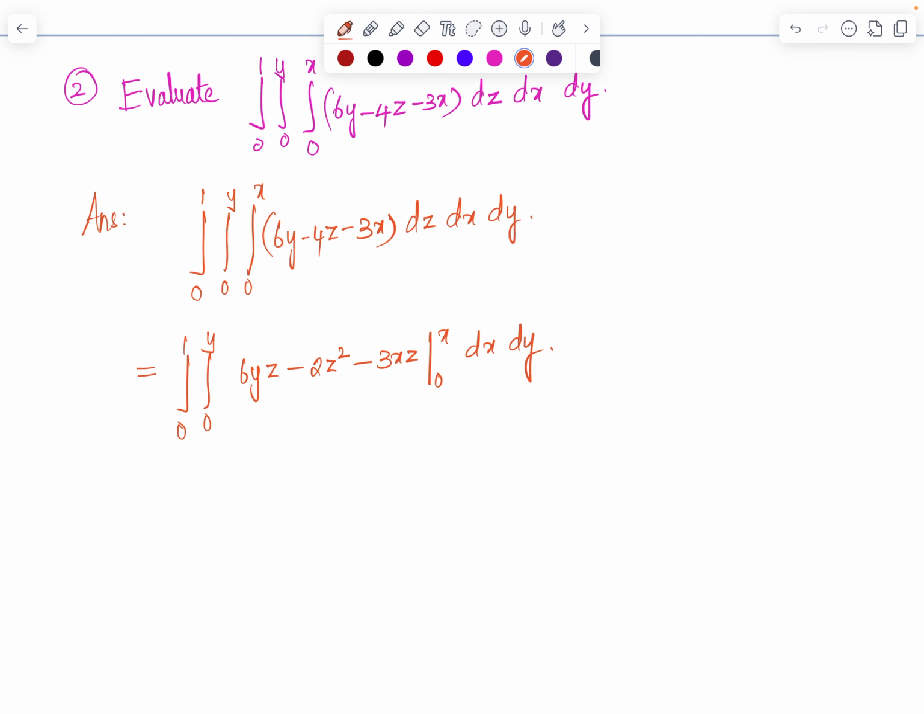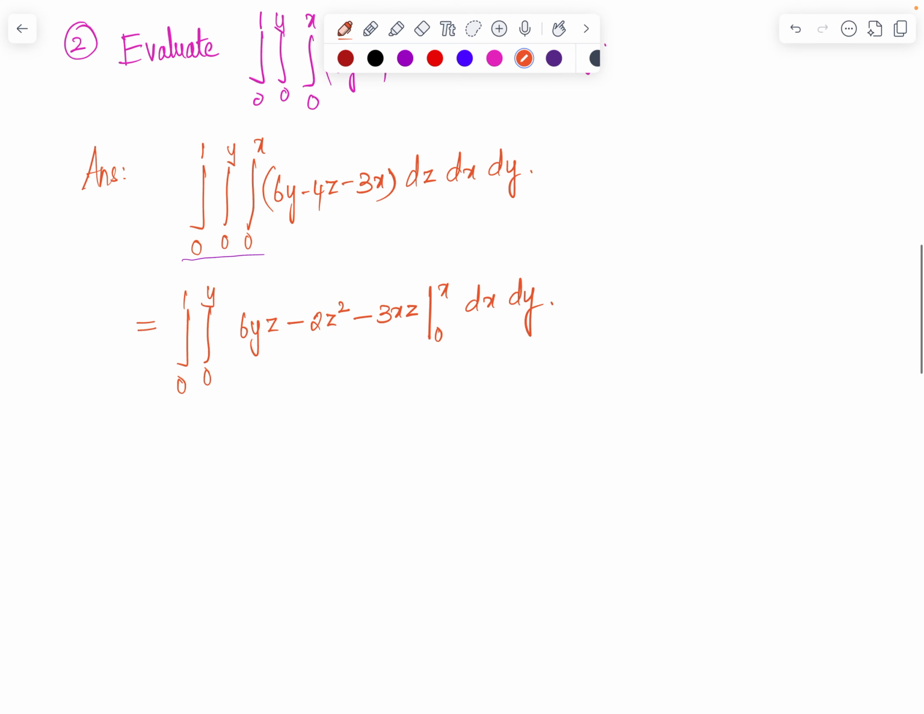The lower limit is 0. Just to check, in all the integrals, the lower limit is 0. So it means it's not that complicated. So what do you get? It is 0 to 1, 0 to y. In the place of z, you have to put x. So what do you get? It is 6yx minus 2x square minus 3x square. The lower limit is 0, so leave as it is.